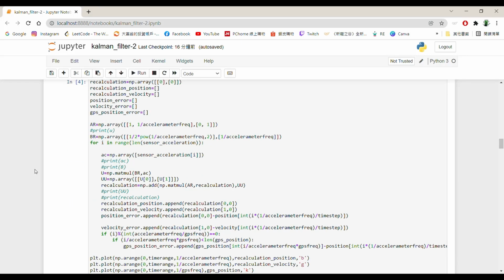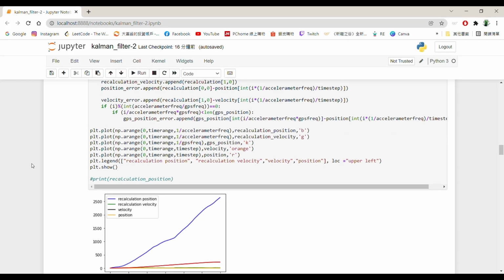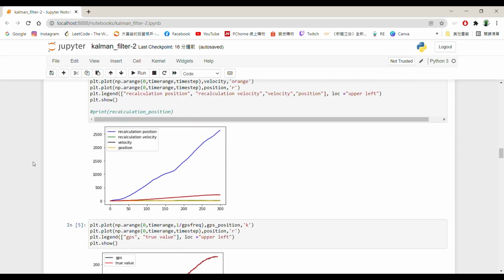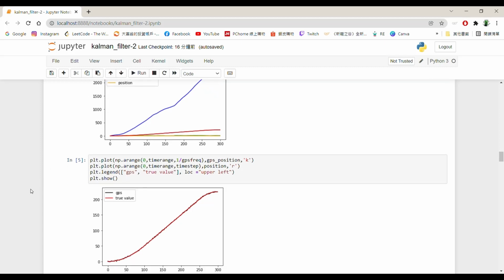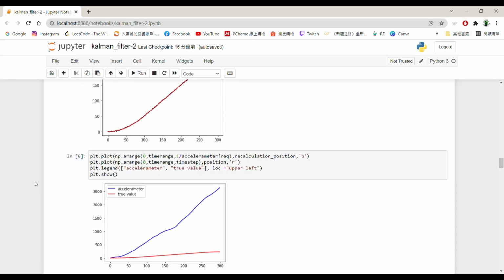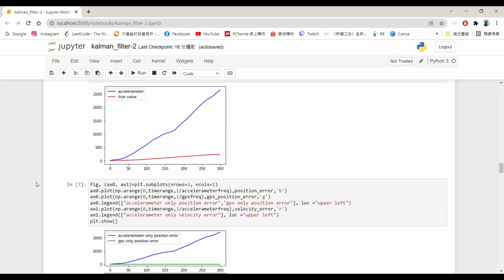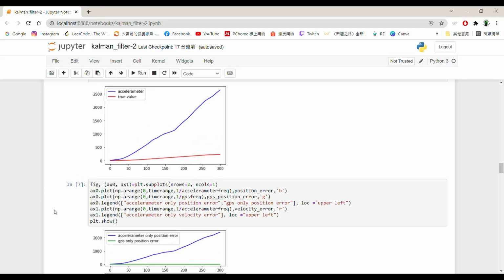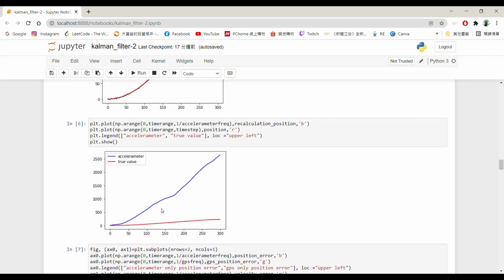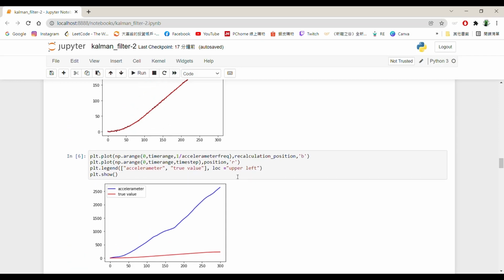And this is the Python code. And we can see that the result tends to trust the GPS data. So the tendency of the accelerometer turns out to be weird after all. And we can see that the curve of the accelerometer sums up very soon and cannot predict it.